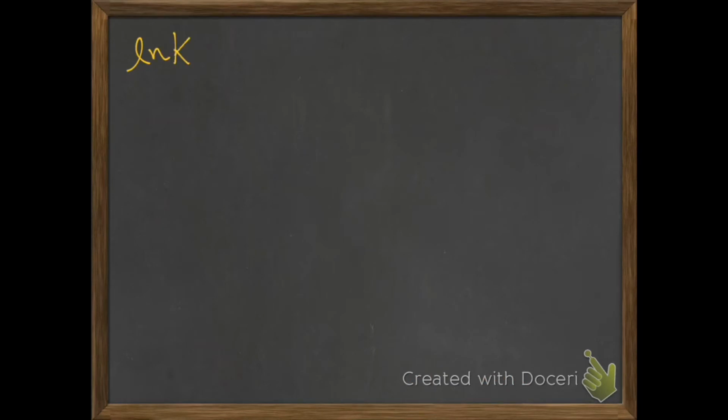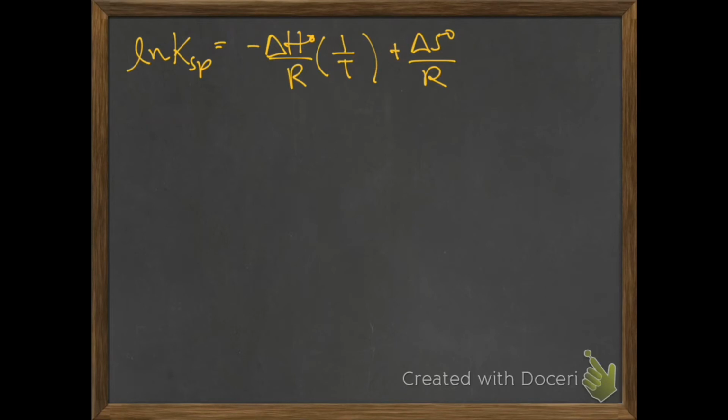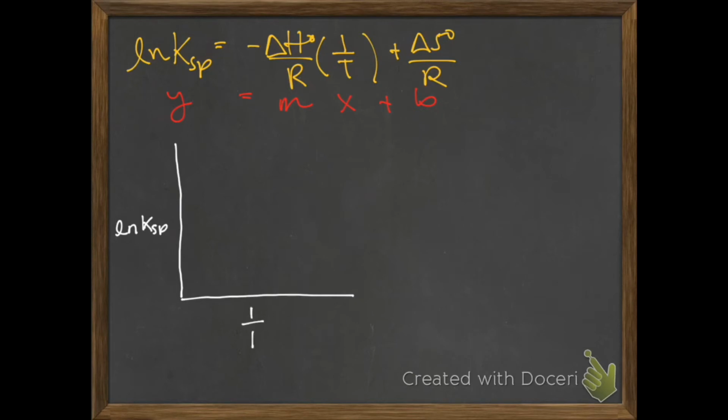So I'm going to rewrite this equation here. Natural log of Ksp is equal to negative ΔH° over R times 1 over T plus ΔS° over R. So again, this is in the form of y equals mx plus b, which I'm going to write right under that equation. So I'm going to draw some axes. And so I have the y-axis and the x-axis. On the y-axis, we want to put natural log of Ksp. And on the x-axis, we want to do 1 over T, in 1 over Kelvin. So this should give us a straight line, which I'm going to draw here.